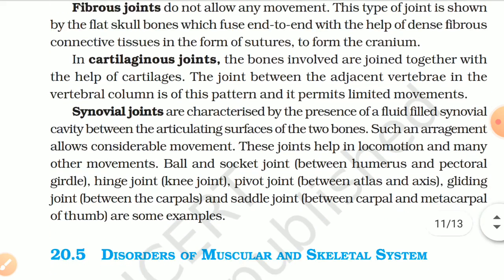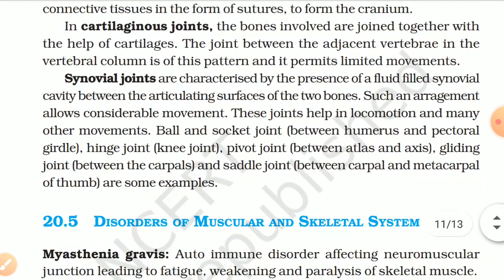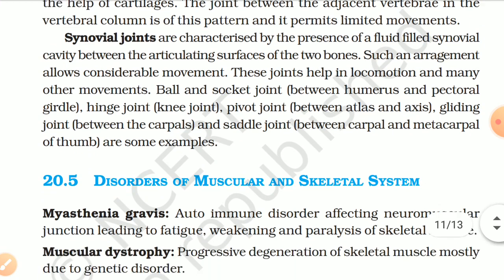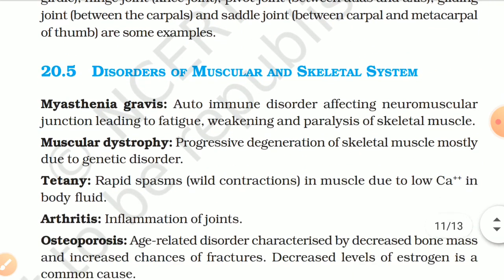Synovial joints are characterized by the presence of a fluid-filled synovial cavity between the articulating surfaces of the two bones. Such an arrangement allows considerable movement. These joints help in locomotion and many other movements. Ball and socket joint between humerus and pectoral girdle, hinge joint (knee joint), pivot joint between atlas and axis, gliding joint between the carpals, and saddle joint between carpals and metacarpals of the thumb are some examples. 20.5 Disorders of muscular and skeletal system.